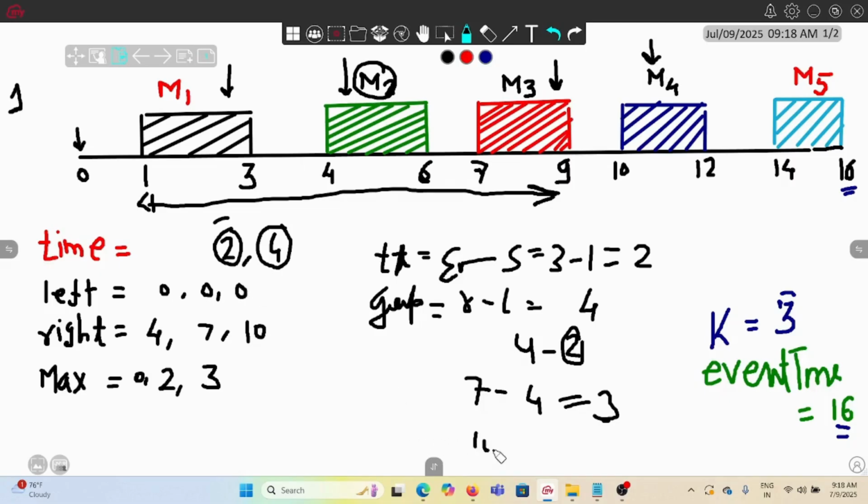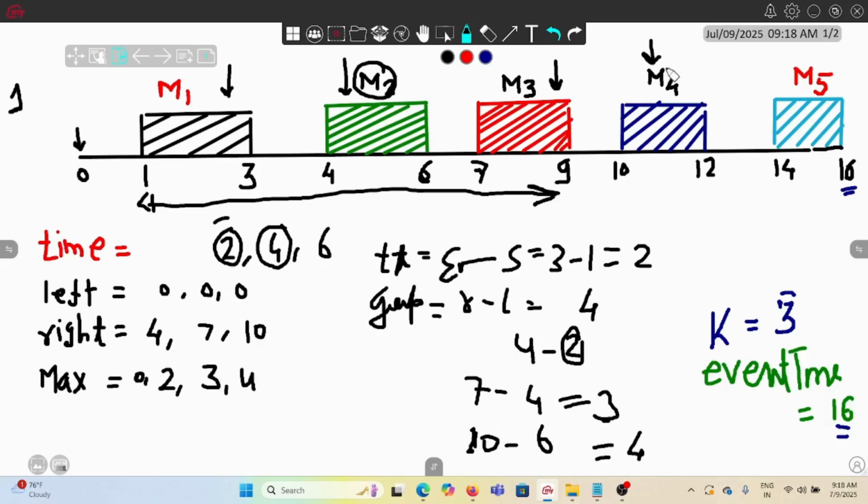And what is the total timing now? This is the third meeting, so 9 minus 7, which is 2. So 4 plus 2 becomes 6. So 6 is the total meeting time so far. So 10 minus the total meeting time 6, 10 minus 6, what value did we get? We got 4. So what is the max here? This is 3 and this is 4, so the new max value would be 4, right?